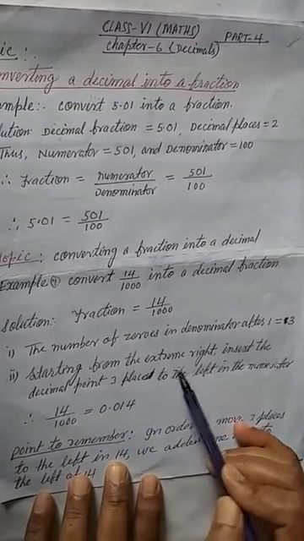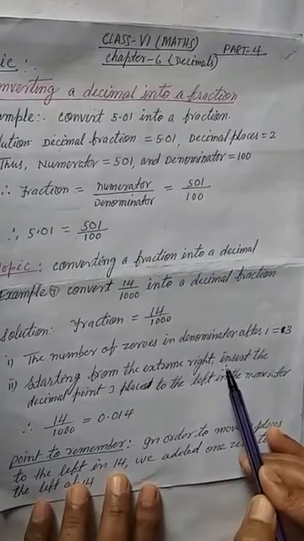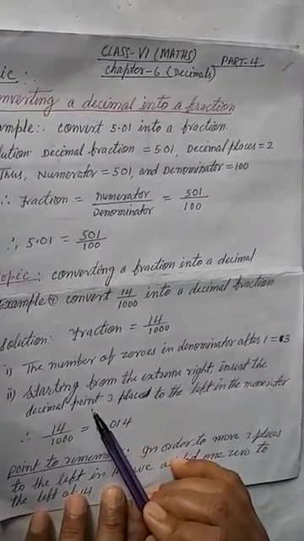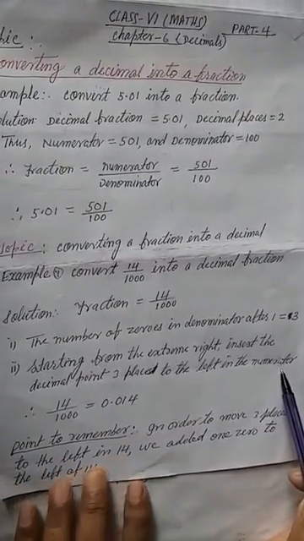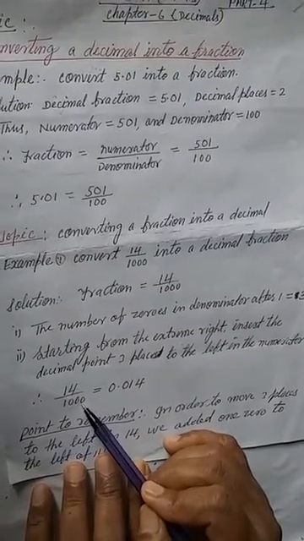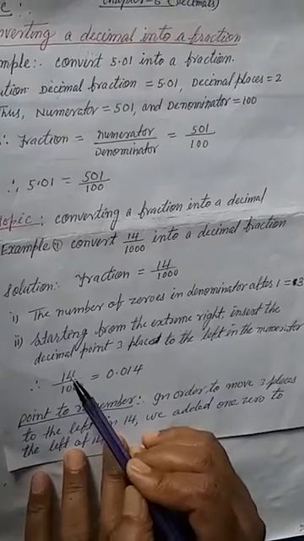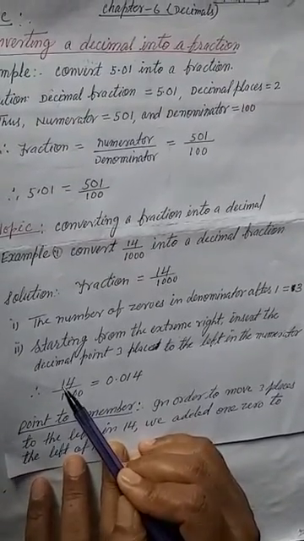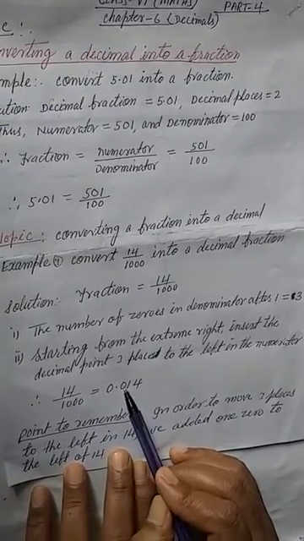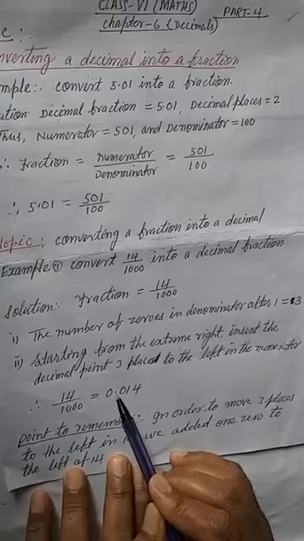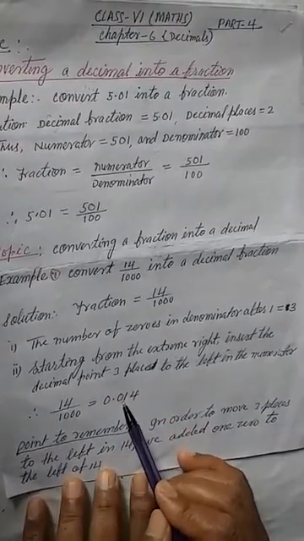Starting from the extreme right, put the decimal point 3 places to the left in the numerator. So we write 14 upon 1000. Here it is 3, so count 1, 2, 3. But here there are only 2 digits, so we require one more digit, and we have to put a 0 here. So we can write 0.014.